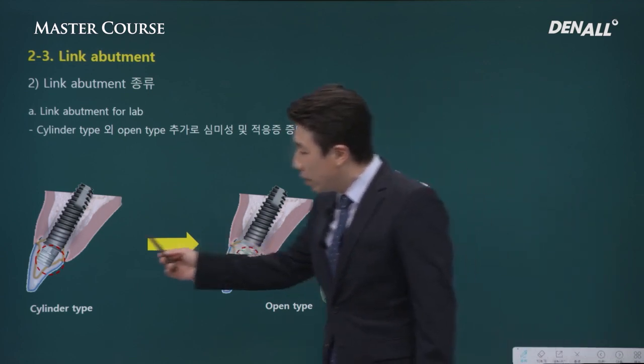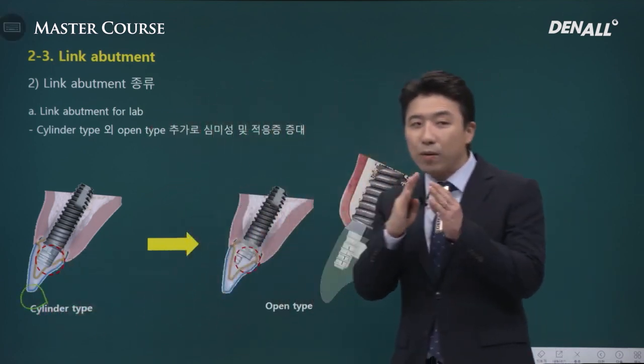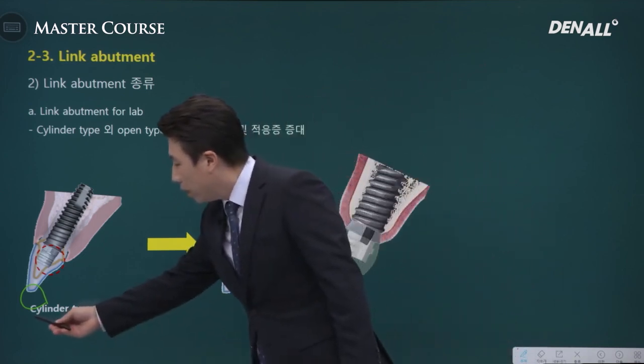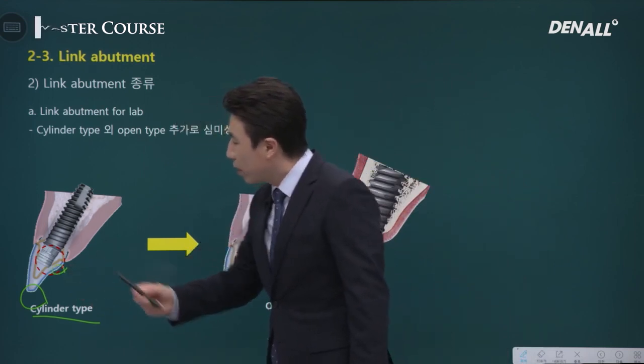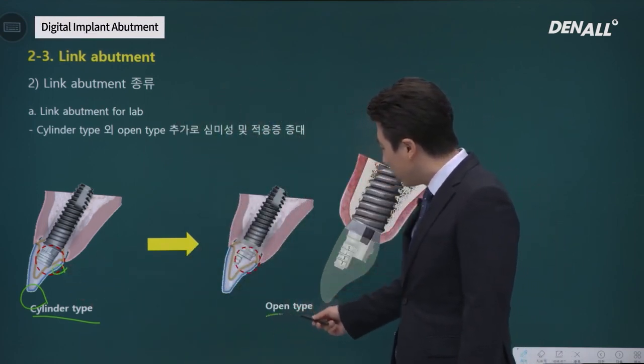The tooth form in the anterior zone is quite thick in the cingulum area, but towards the incisal area it becomes quite thin. If you use a cylinder-type link abutment, the prosthesis could become extremely thin here. In that case, you can utilize the open type.